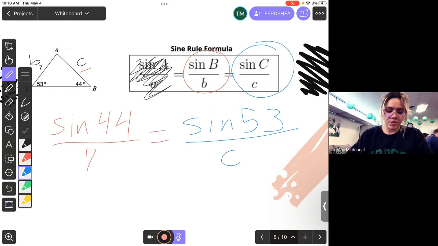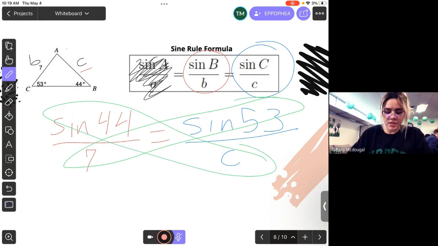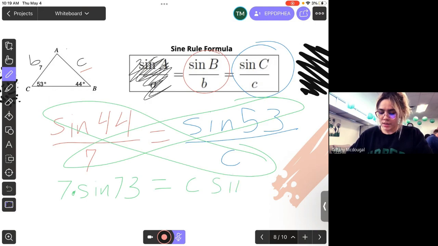All right, step 2, once I'm here, I'm going to go ahead and cross multiply. Anytime you're solving ratios, it's always a safe bet that you are going to cross multiply. So I'll have 7 times sine 53, and you could put a multiplication symbol in between here if you want. I'm just going to put a dot, is equal to c, or x, our unknown, times sine 44.